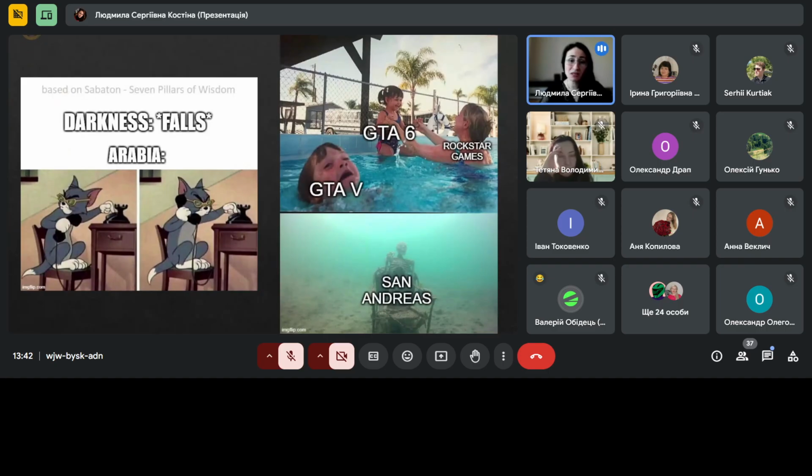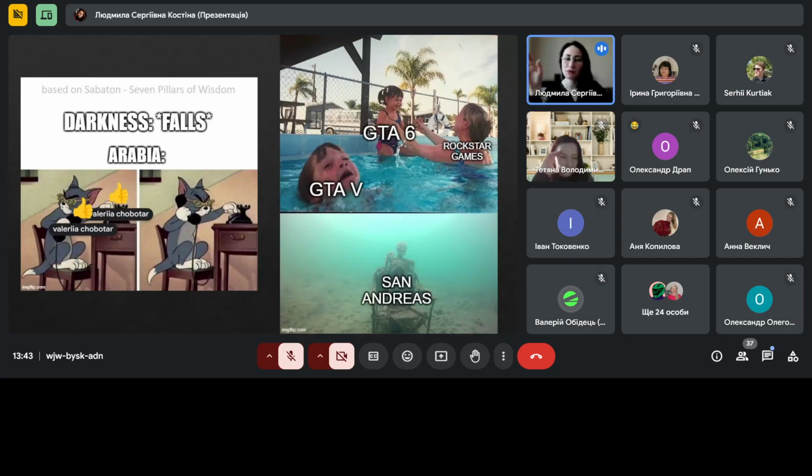Okay, so these memes are for fans of music and computer games. Well, the first one is based on Sabaton. Well, it's a music group, a band. Well, and it has the song 7 Pillars of Wisdom. And you can see the lyrics. Darkness falls. Arabia, to be continued. Just think it over. Well, if you got the idea, good for you.